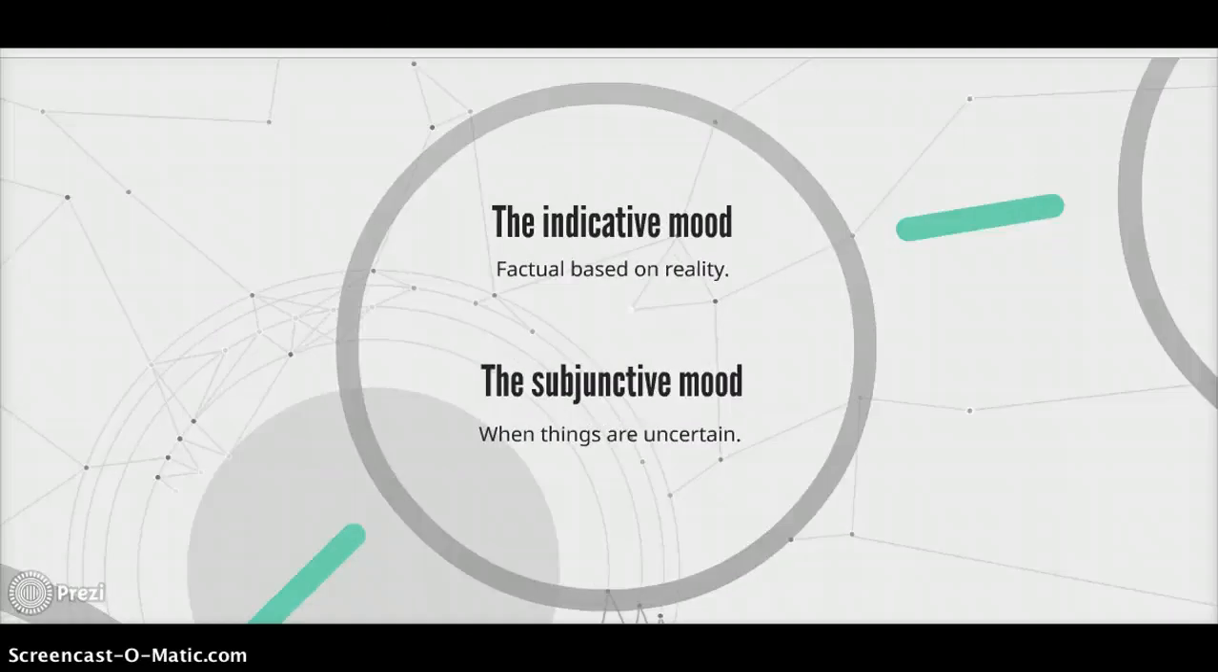So, all of your Spanish life you've been doing the indicative mood. That means that you've been talking about facts and about reality. But now we're moving into the subjunctive mood, which means we're going to be talking about wishing and wanting and things that are uncertain, things that you might have doubt about, right? Things that are not real yet, okay? We're moving on, we're more sophisticated.